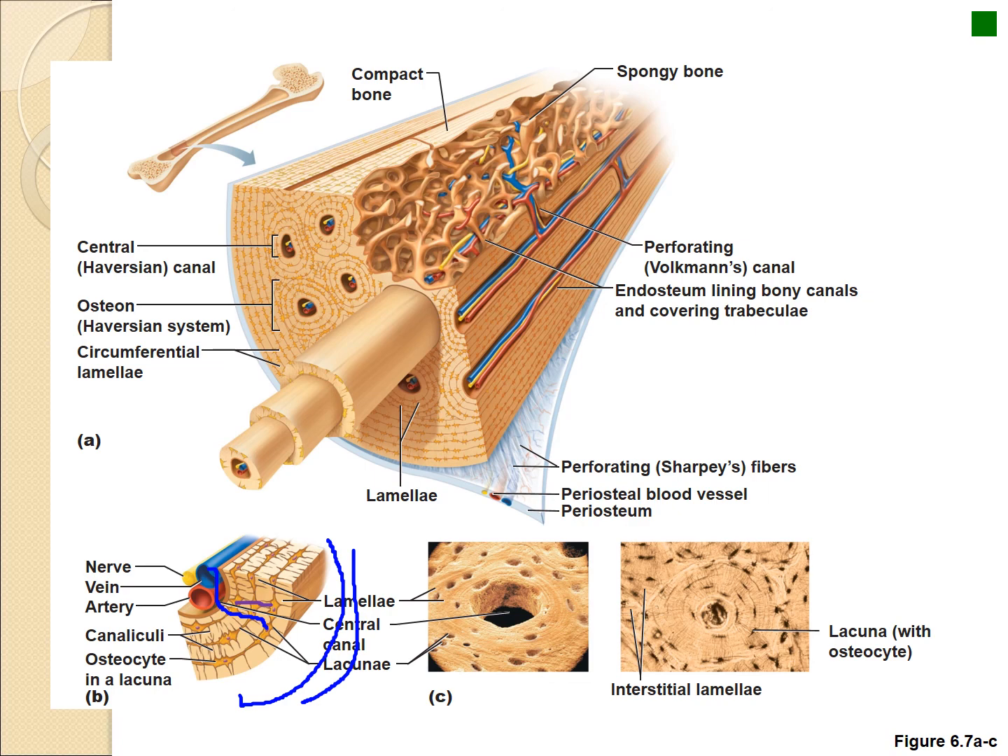So again, there's your structure. Haversian canal, lacunae with an osteocyte in it. Usually it's going to be an osteocyte. You have your lacunae. Okay, each sheet is called a lamella, an appositional lamella or an interstitial lamella. Okay.